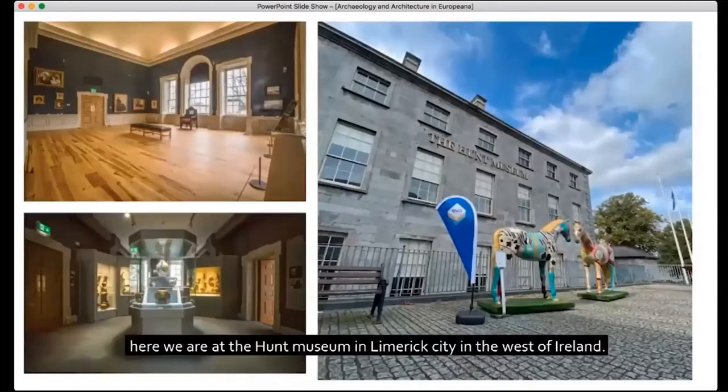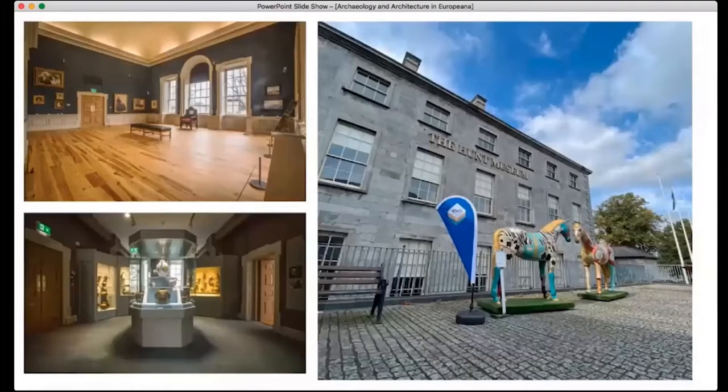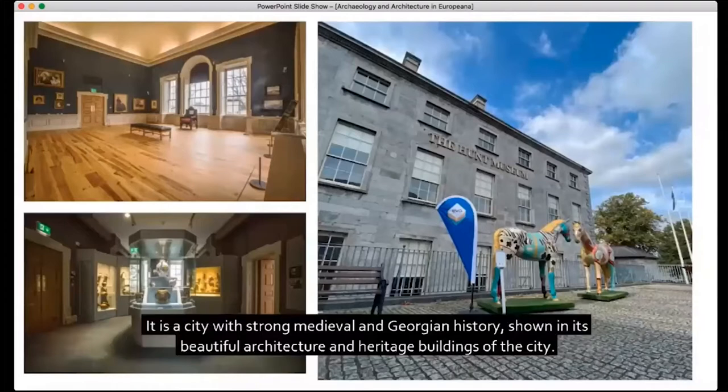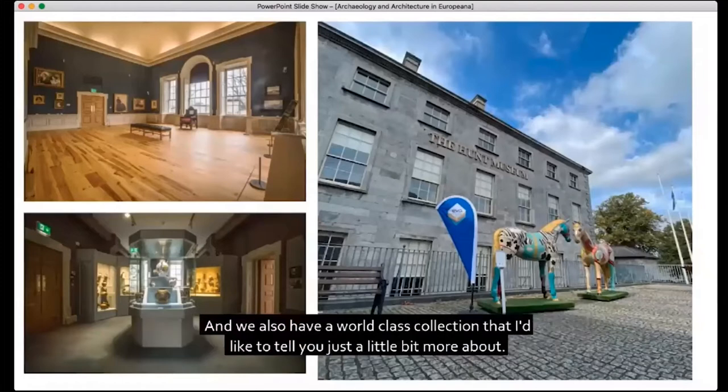Here we are at the Hunt Museum in Limerick City in the west of Ireland. So it's a city with a strong medieval and Georgian history, shown in beautiful architecture and heritage buildings of the city. And we also have a world-class collection that I'd like to tell you just a little bit more about.